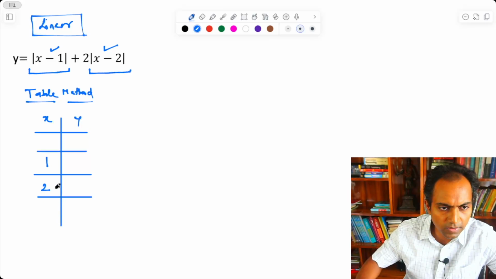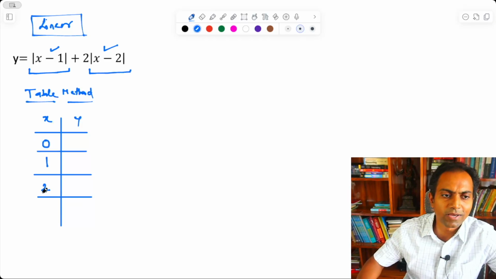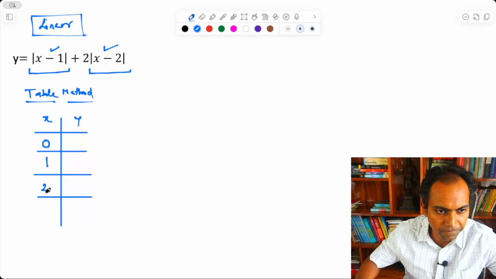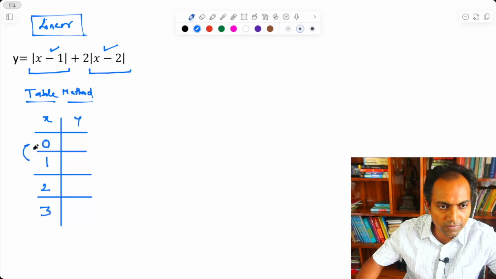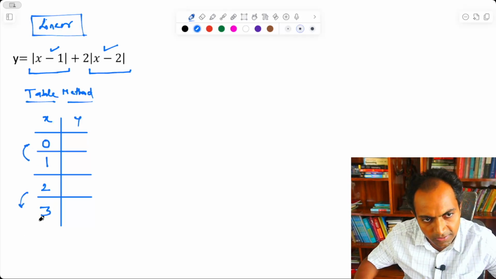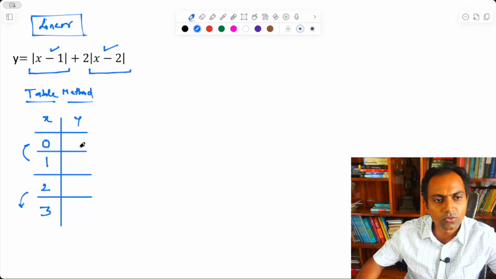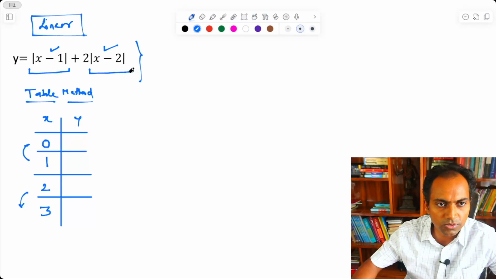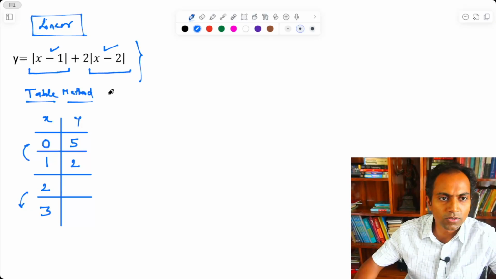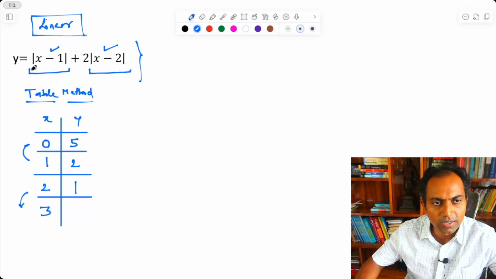And then once you have done this, take a value smaller than the smallest value. So let us consider 0. I can take minus 1 as well. 0 is easier to calculate. A value bigger than 2 we can consider as nothing but 3. So here we have taken a value smaller, here we have taken a value bigger. Once you have done that, let us find values corresponding to 0. So if I substitute the value of x as 0, this will become 5. Whereas if I take the value as 1, it becomes 2. If I put the value as 2, it again becomes 1. And ultimately if I put the value as 3, this will become 2 plus 2, 4.